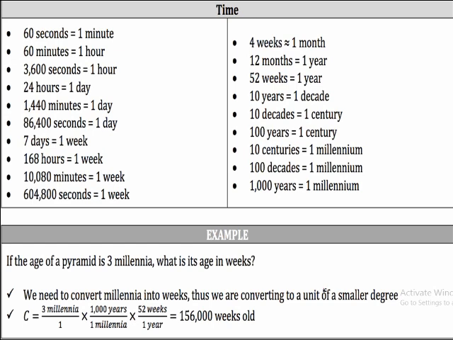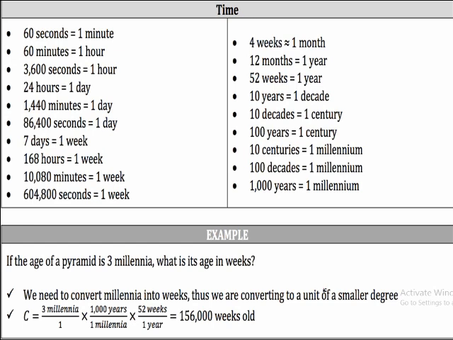This means the duration between two moons is known as a day or a solar day. The solar day is further divided into 24 equal parts known as hours. 1 hour has 60 minutes and a minute has 60 seconds. As you can see on the screen, 60 seconds is 1 minute, 60 minutes is 1 hour, 3600 seconds is 1 hour, 24 hours is 1 day, 1440 minutes equal 1 day, 86400 seconds equal 1 day.